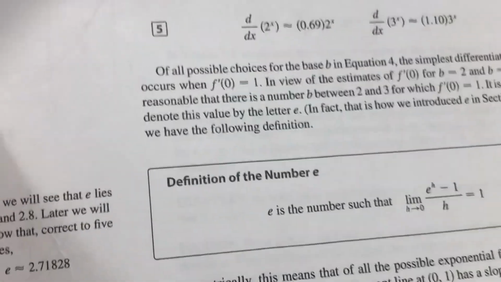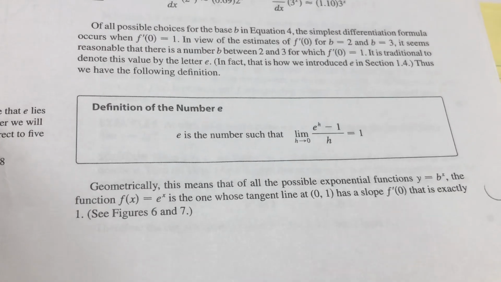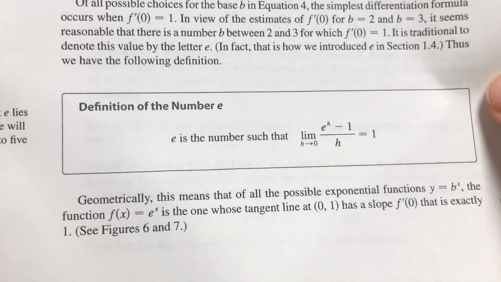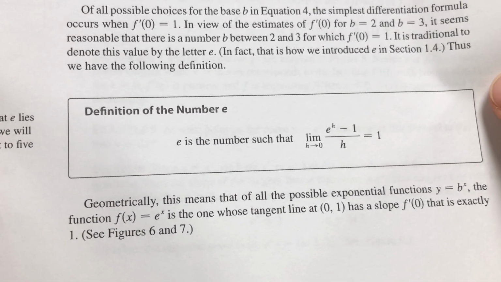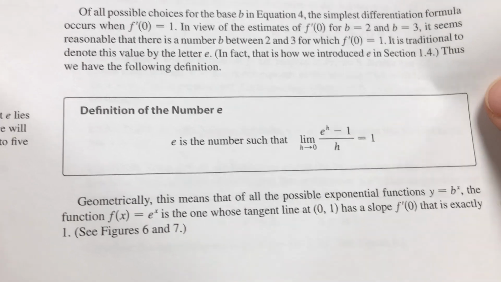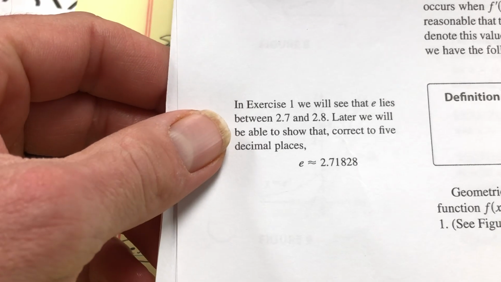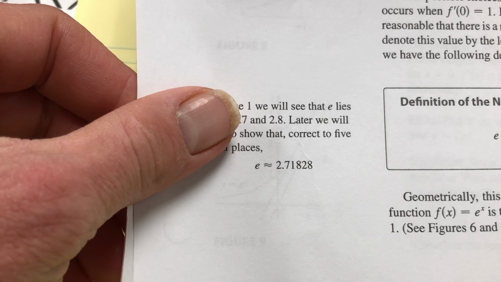Let's talk about e to the x. Definition of the number e. e is a number such that the limit as h goes to 0 of (e to the h minus 1) over h is 1. Whoa! All right, so that's what e roughly is right there.